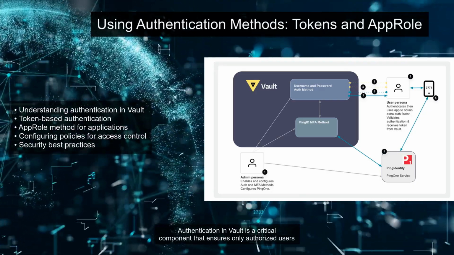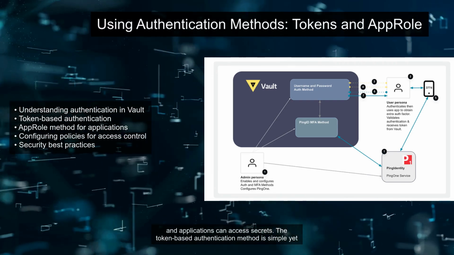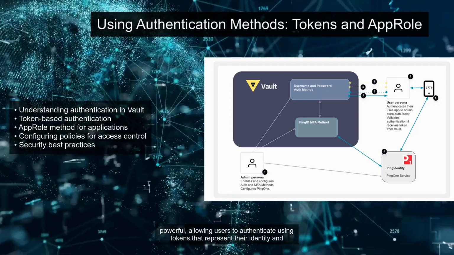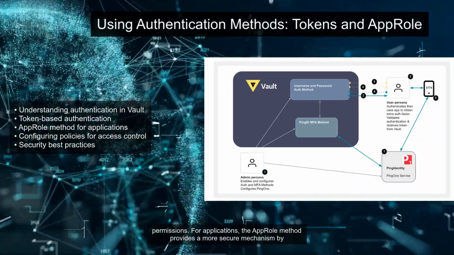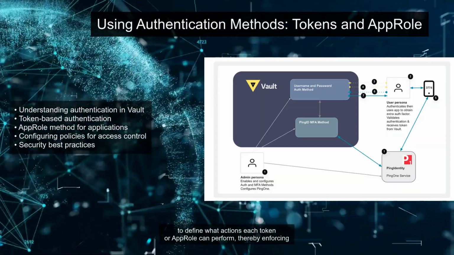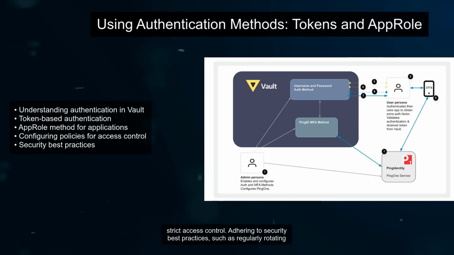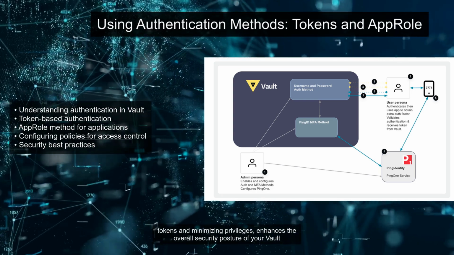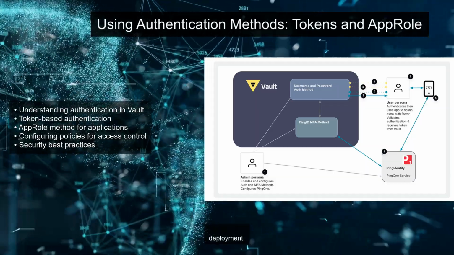Authentication in Vault is a critical component that ensures only authorized users and applications can access secrets. The token-based authentication method is simple yet powerful, allowing users to authenticate using tokens that represent their identity and permissions. For applications, the AppRole method provides a more secure mechanism by rotating secret IDs and storing roles within Vault. Configuring policies is essential to define what actions each token or AppRole can perform, thereby enforcing strict access control. Adhering to security best practices, such as regularly rotating tokens and minimizing privileges, enhances the overall security posture of your Vault deployment.